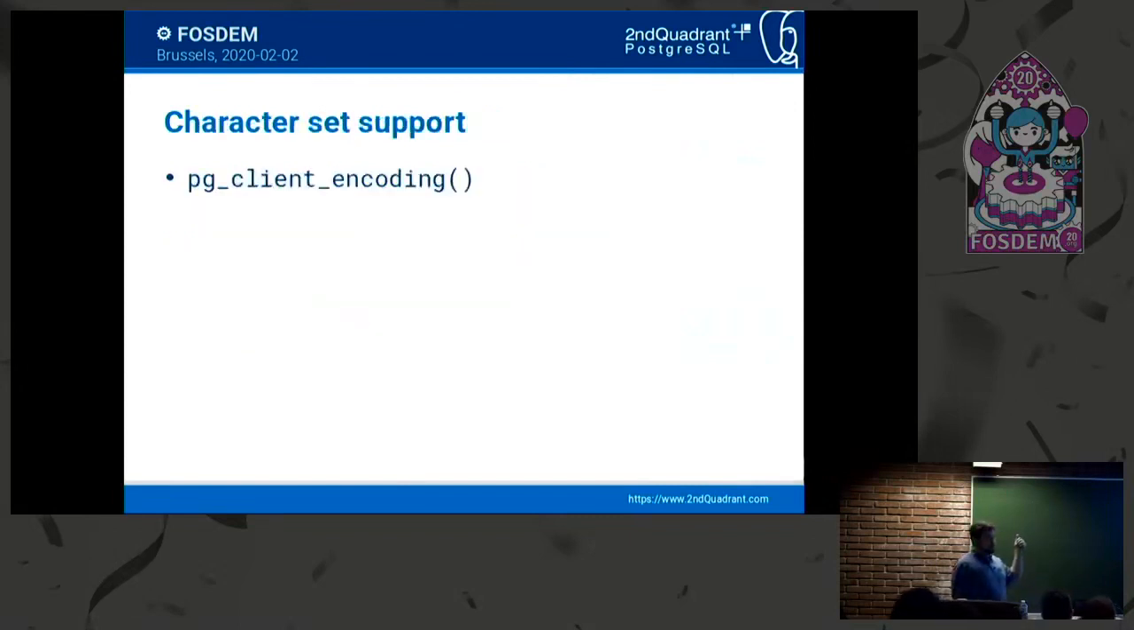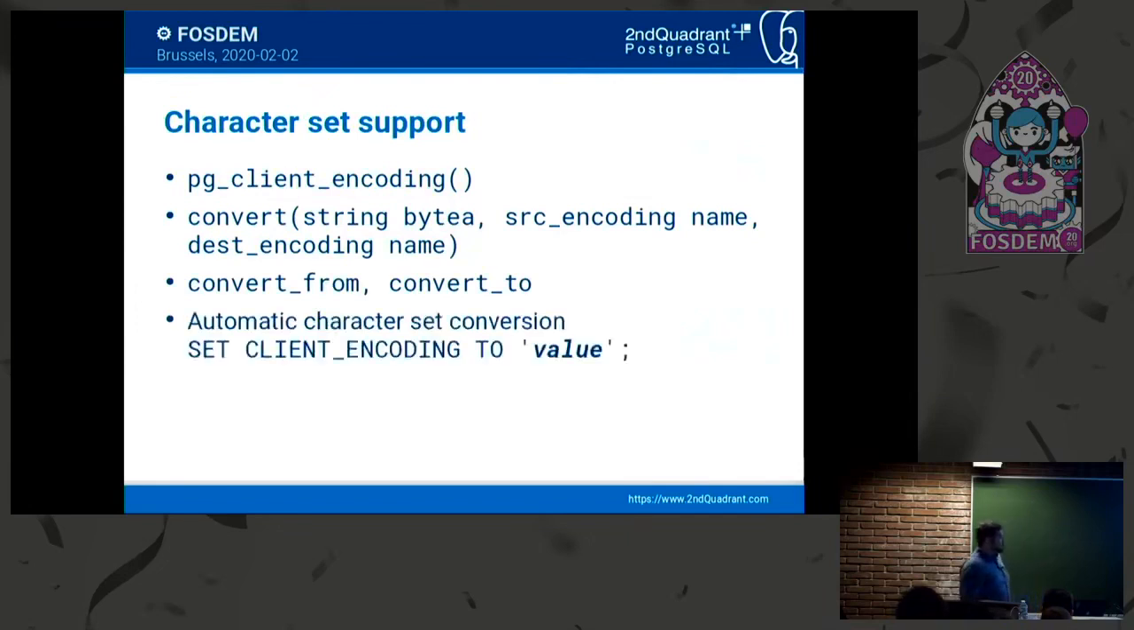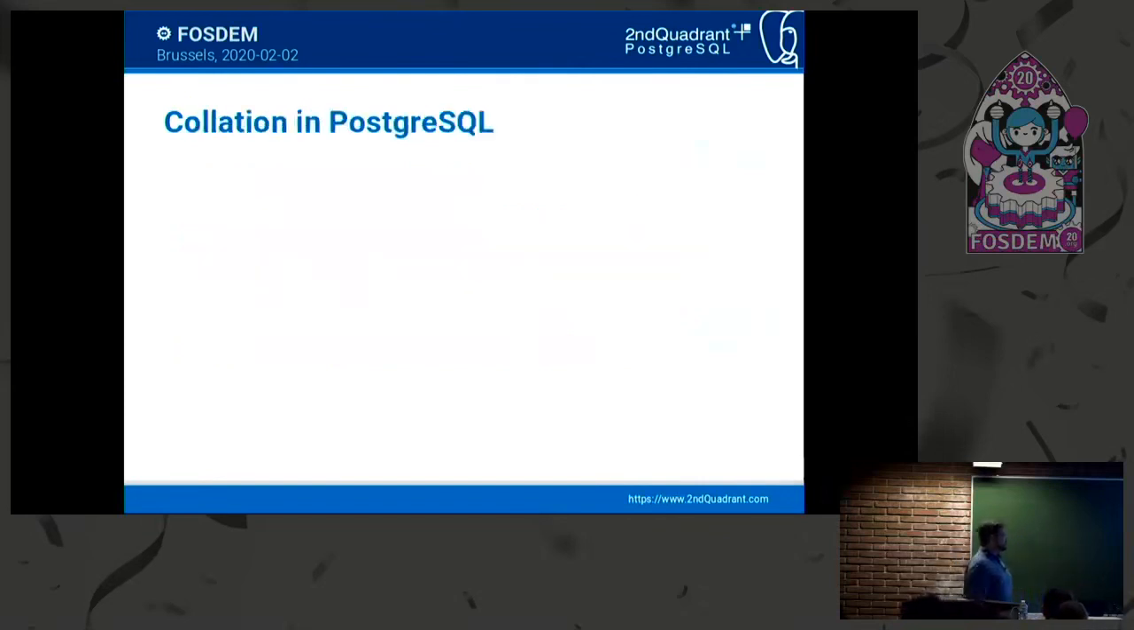Postgres supports, as we mentioned, nearly every character set that is out there. You can find out what your client is using by querying pg_client_encoding, and you can convert strings between source and target encodings. But you can also have your client do automatic character set conversion by setting your client_encoding to whatever you want. And that will attempt, if it is possible to convert from the character set in the database to your client's character set, to do it automatically.